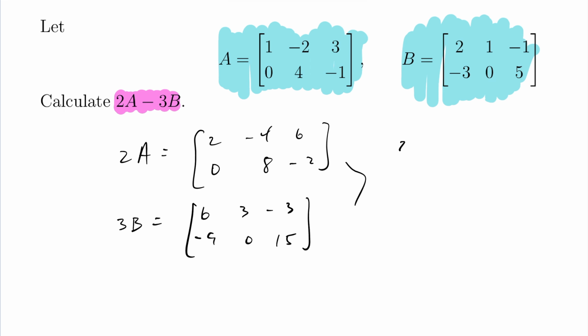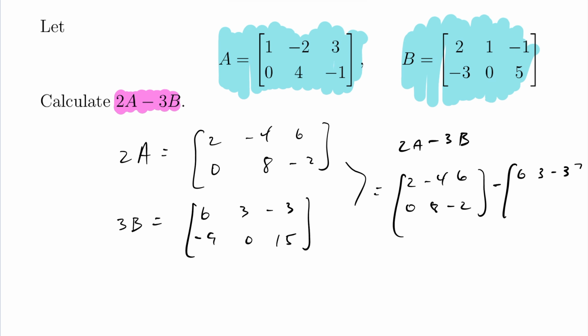And then we want to calculate 2A minus 3B. And if I go ahead and calculate 2A minus 3B, we end up getting here 2A is the matrix 2, negative 4, 6, 0, 8, negative 2. And we're subtracting the matrix 3B, which is 6, 3, negative 3, negative 9, 0, and 15. And we want to subtract.